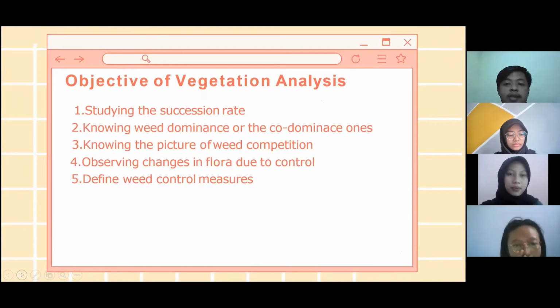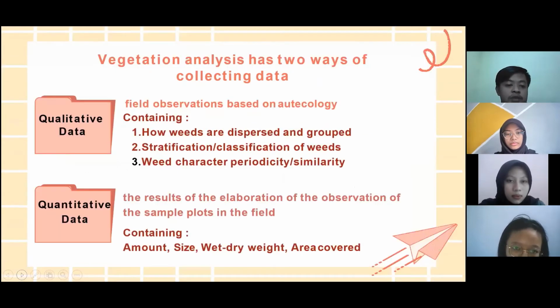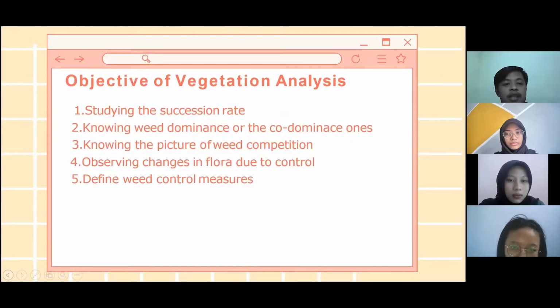Next is the objective of vegetation analysis. First, studying the succession rate. Two, knowing which are dominant and which are codominant. Three, knowing the picture of weed composition. Four, observing change in flora due to control. And the last is defining weed control measures.